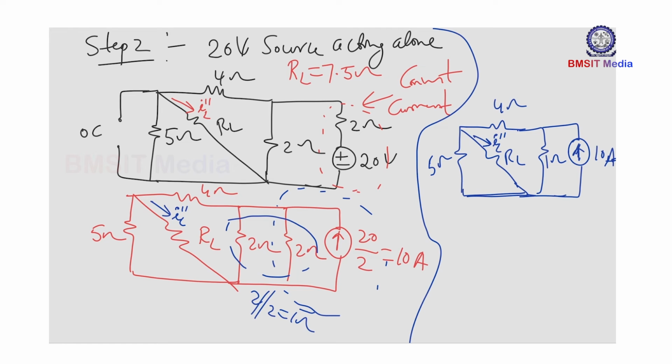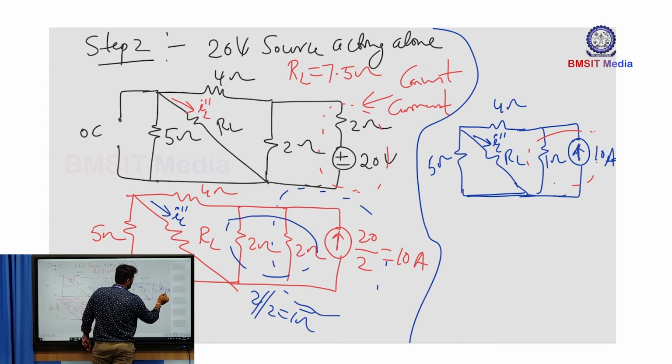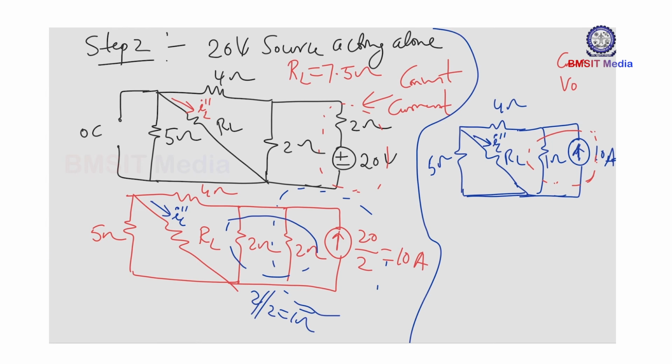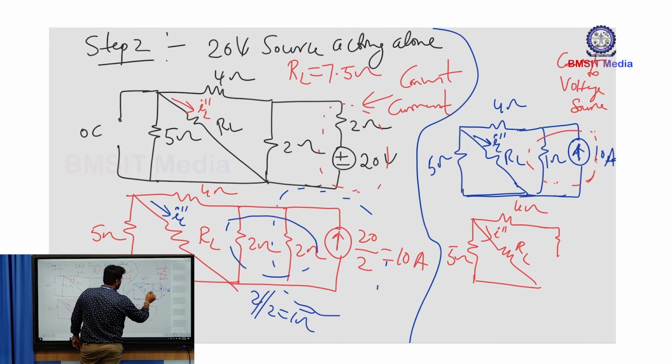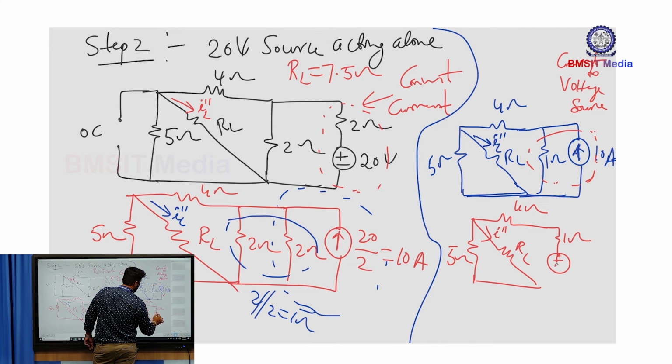Now again you convert this part into a practical voltage source. So what will we get now? You have 5 ohm resistance, 4 ohm resistance, and the load RL, and this is your I double dash. A resistance of 1 ohm in series with your voltage source. What is the voltage source value? It is 1 into 10, so it's 10 volt.